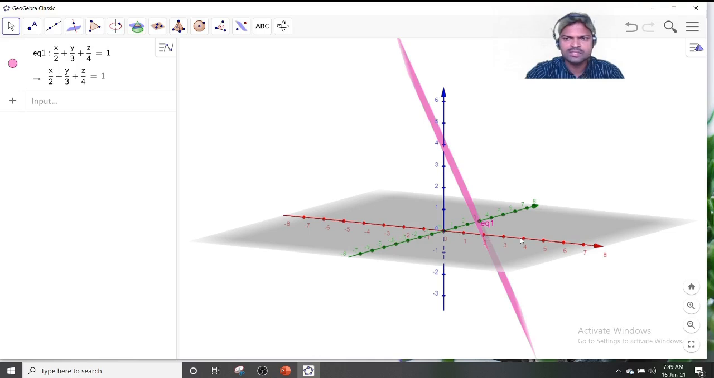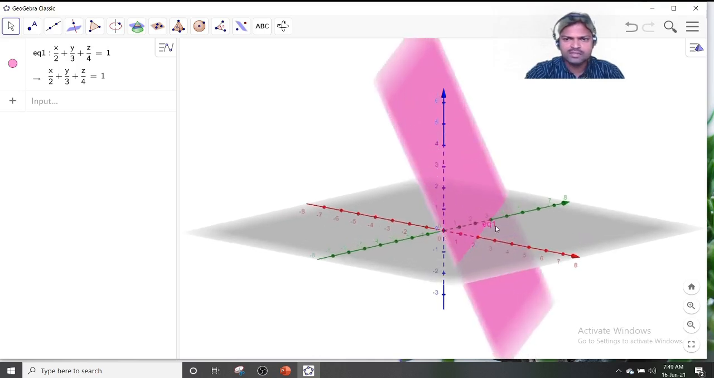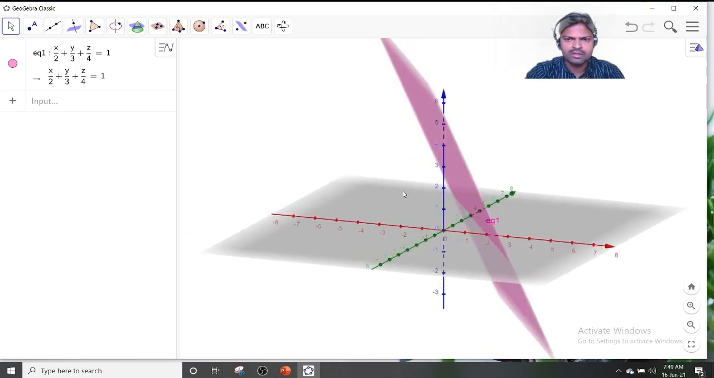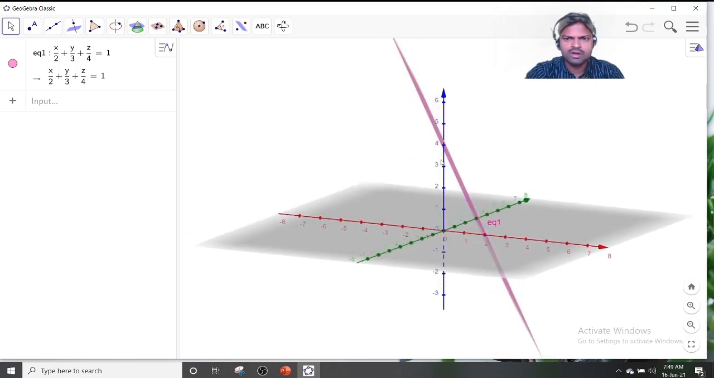Therefore this is the x-axis, and this is the y-axis. Look at 3. It is intersecting the y-axis at (0, 3, 0). The plane is passing through that point. Now look at the z-axis, it is touching at 4. That means the plane intersects the z-axis at (0, 0, 4). So the plane passing through (2, 0, 0), (0, 3, 0) and (0, 0, 4) is nothing but this one.